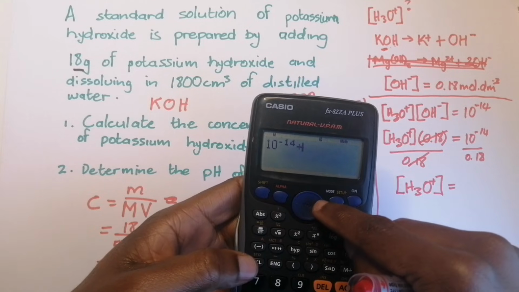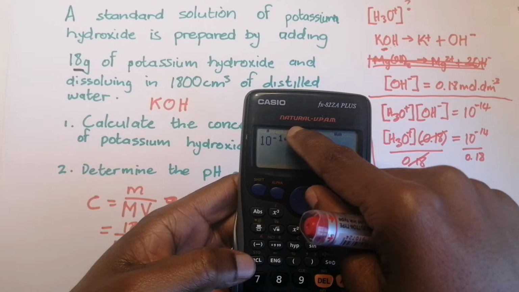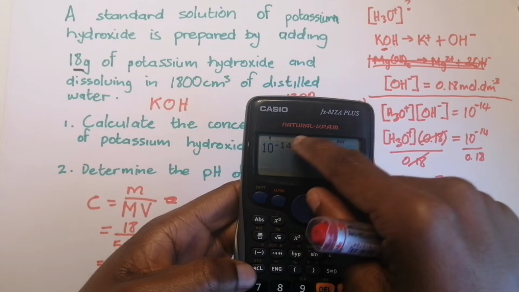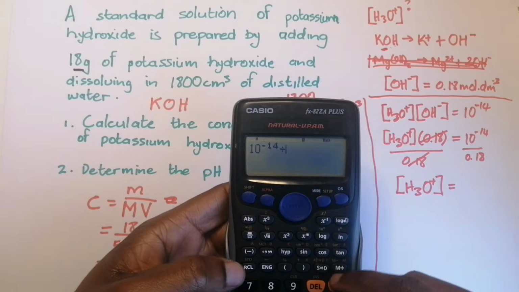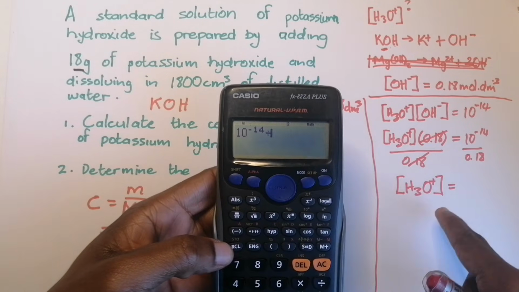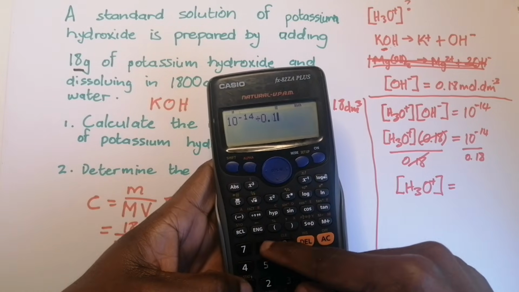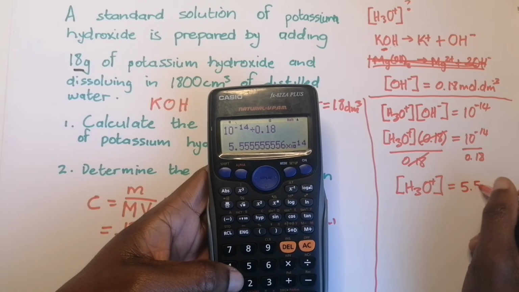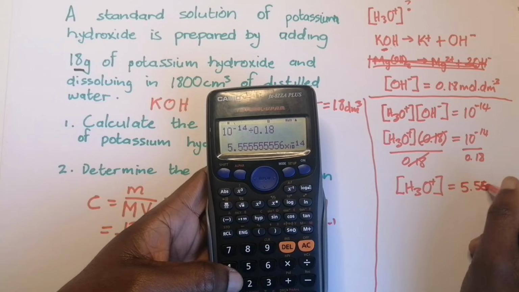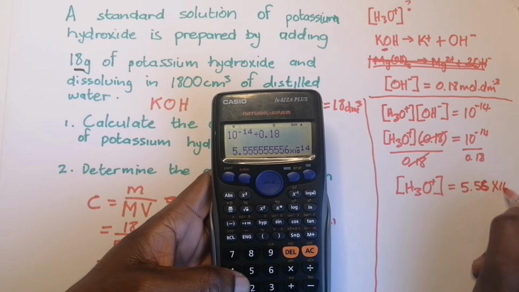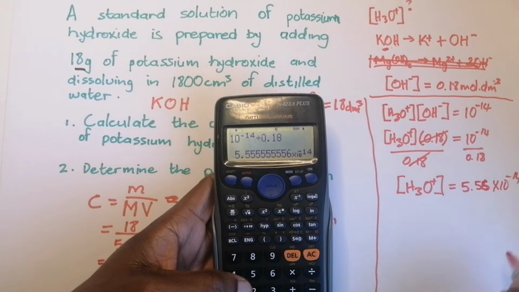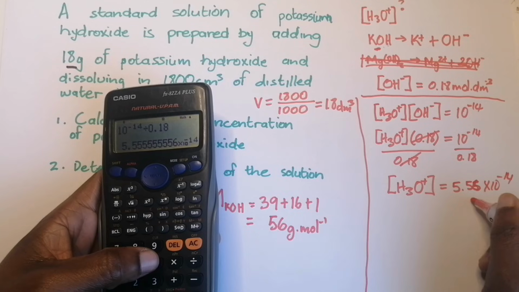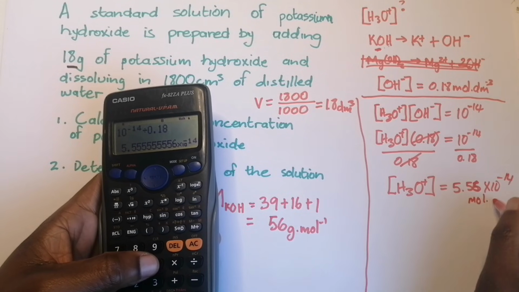Please just make sure that when you're going to use this, you remove the sign from the exponent. Otherwise, if you don't do that, it will put the division sign next to the minus 14. So that's divided by 0.18. I get a value of 5.56 times 10 to the minus 14. Remember, that's in moles per cubic decimeter.